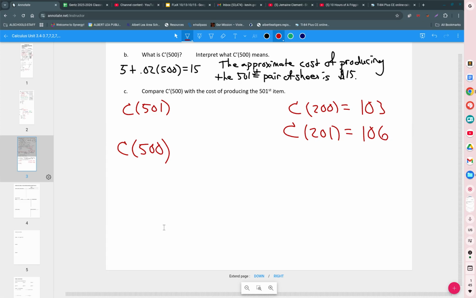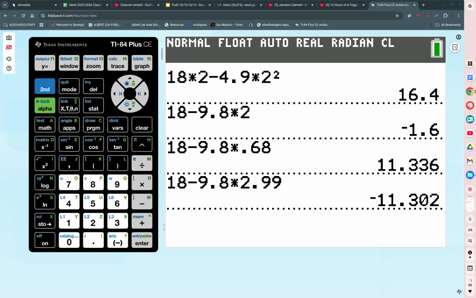Again, the derivative is an approximation. And the reason it's an approximation is because you're jumping from integer to integer. You can't produce 500.5 pairs of shoes. You can't produce 500.9 pairs of shoes. So let's go to our calculator and type this data in.